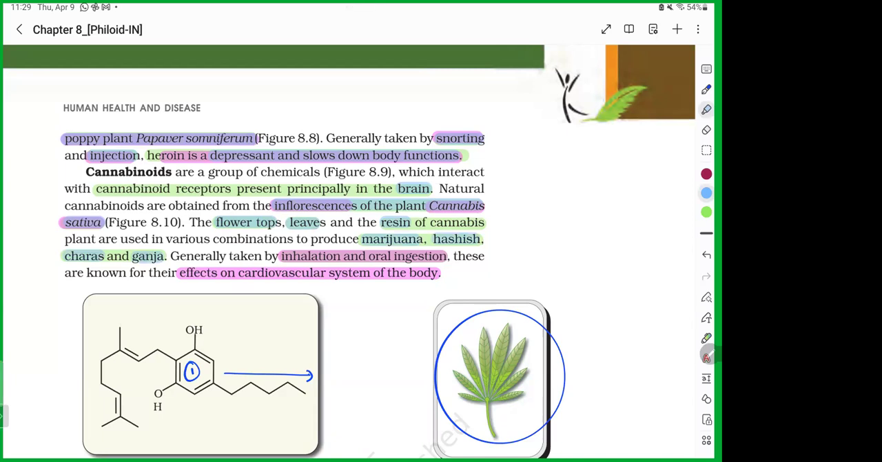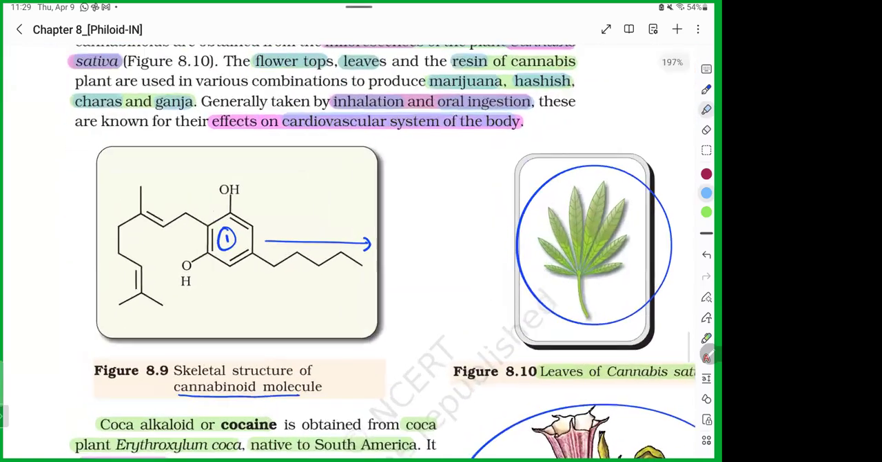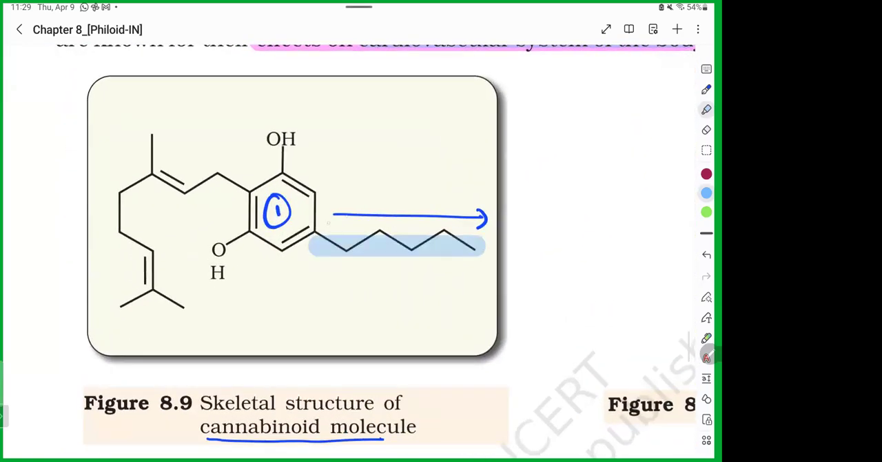Example, opioid is taken by snorting or injection. Cannabinoid is taken by inhalation and oral ingestion. Orally, like there is a mass we can directly put in the mouth, and they affect the cardiovascular system. You know, heroin is a depressant, it slows down activity. It will affect the cardiovascular system. In this case, you have a long chain, and there is only one ring.